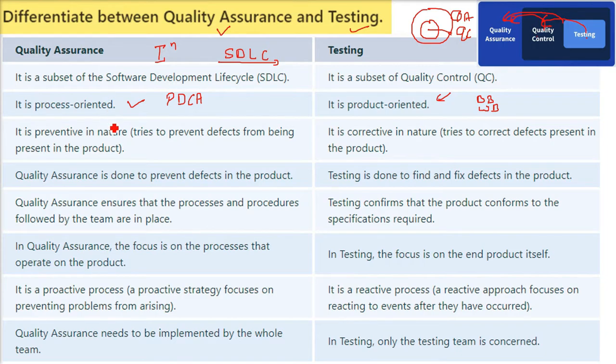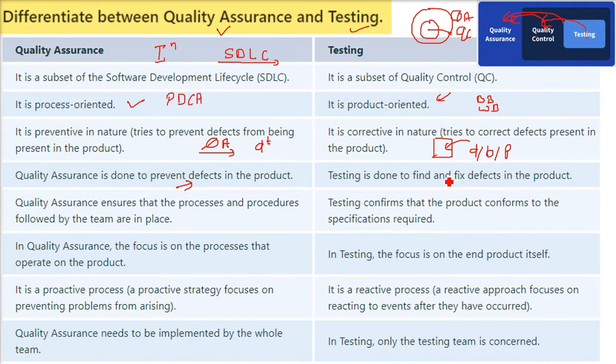Quality assurance is preventive in nature. Why? Because we say that these processes have to be followed. It tries to prevent defects from being present in the product. Testing is a corrective technique. If a defect is there in a developed product, we try to find it and we need to remove it. Quality assurance is done to prevent defects in the product.